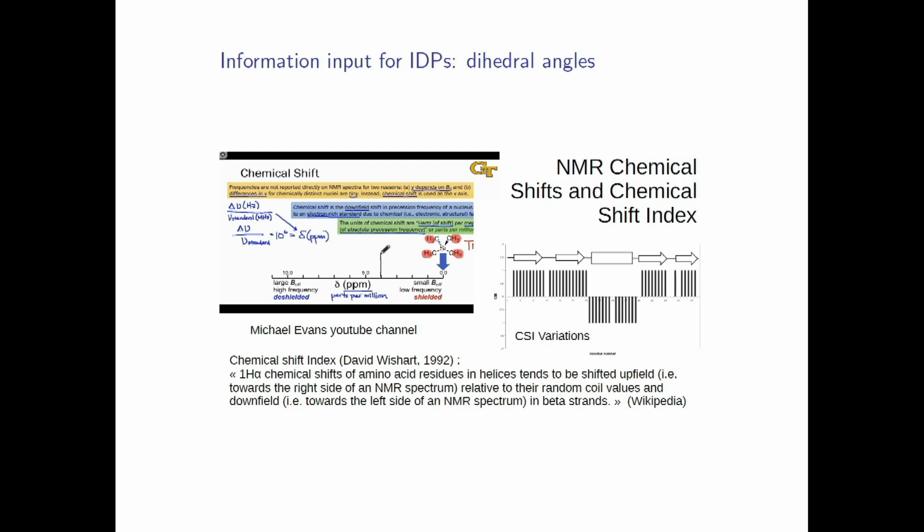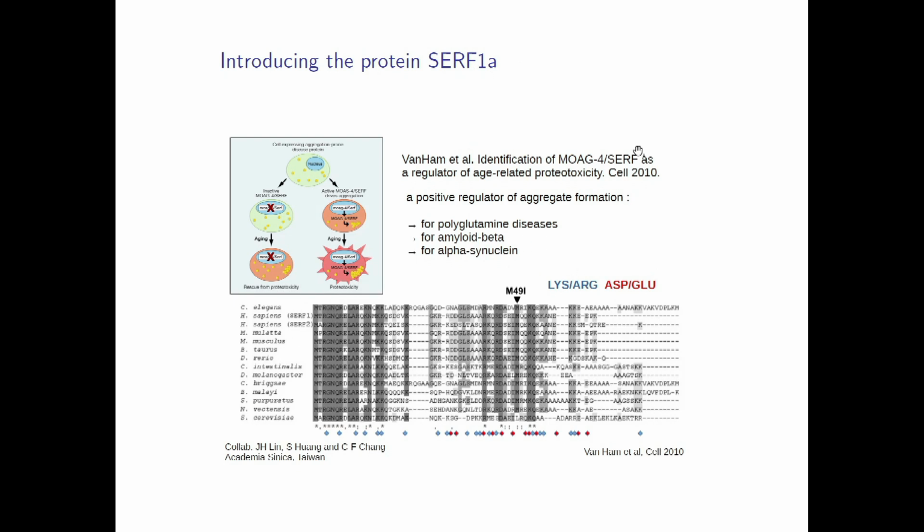It's very fuzzy. Okay, so now I'm introducing the IDP for which I'm going to show some results today, which is SERV1A, studied by our co-workers in Taiwan at Academia Sinica. It's a protein with residues which are very much charged, either positively or negatively charged, and this protein is involved in interacting with other proteins. One is alpha-synuclein, and it is preventing the fibrillation of the alpha-synuclein.